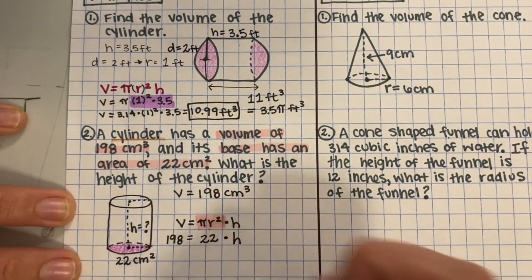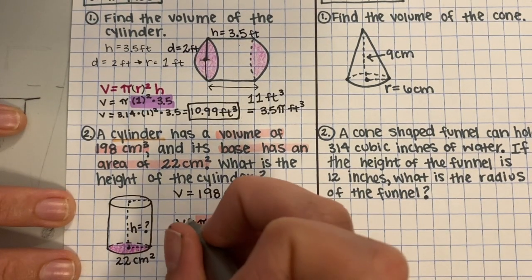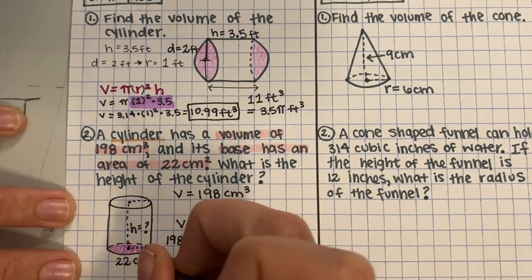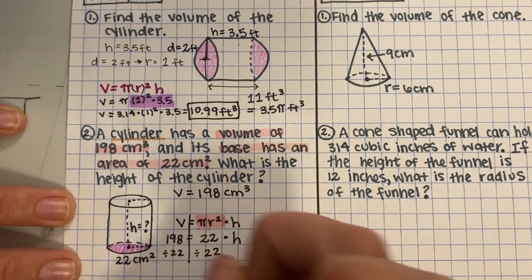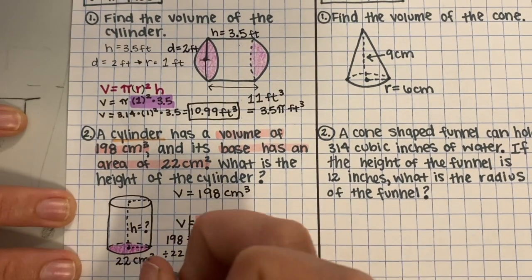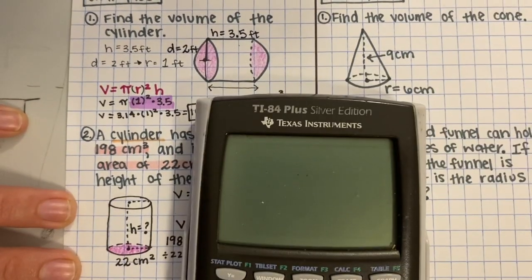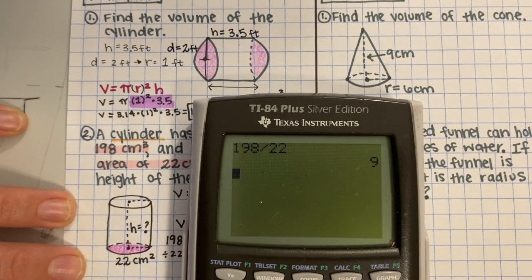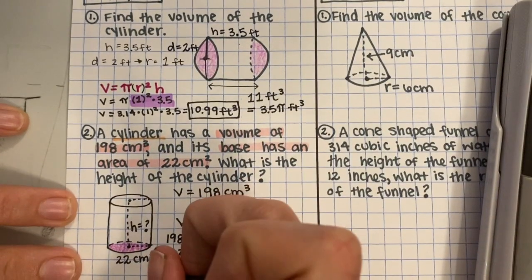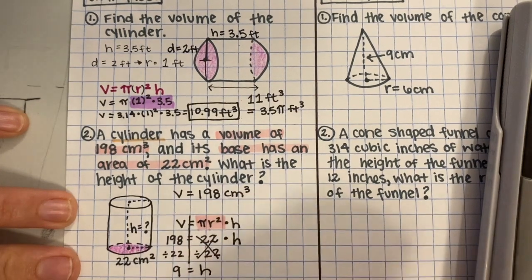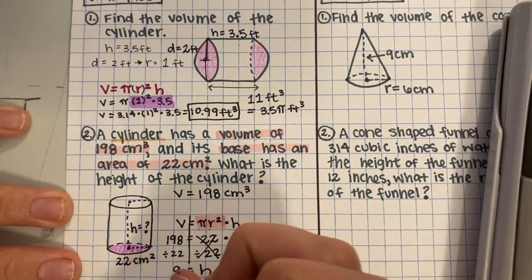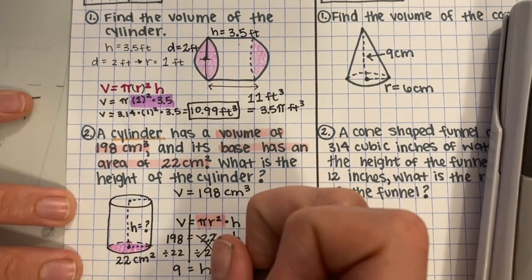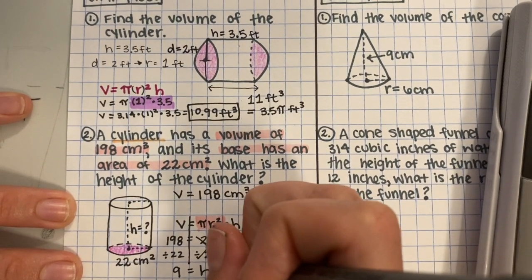So I'm going to just do a one-step equation. I'm going to draw my line. I'm going to divide both sides by 22 so that h is completely by itself. And I'm going to use my calculator because I can. And we get our height is 9. And if you circle back to what those units were, I know that the height is 9 centimeters.